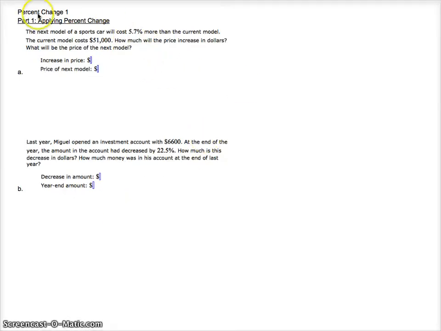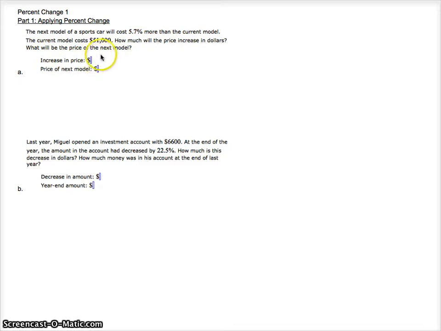In this first video, we're going to look at applying percent change and how that affects prices and total outcomes. It says the next model of a sports car will cost 4.7 more than the current model. The current model costs $51,000. How much will the price increase in dollars, and what will be the price of the next model?